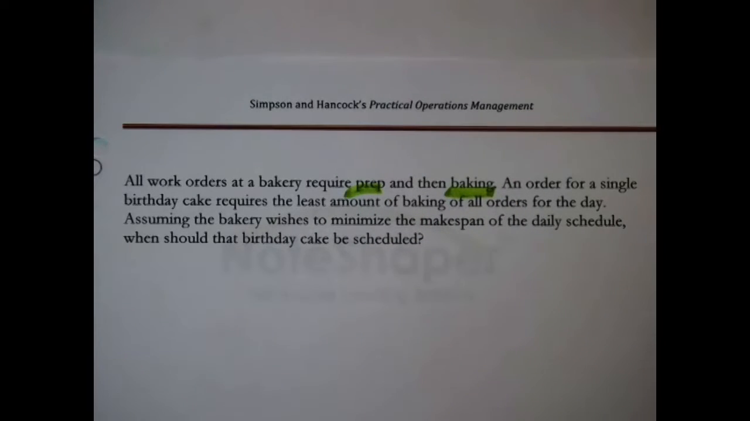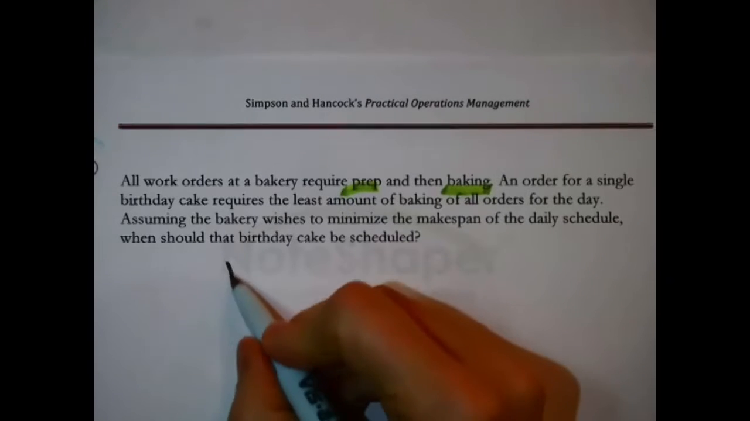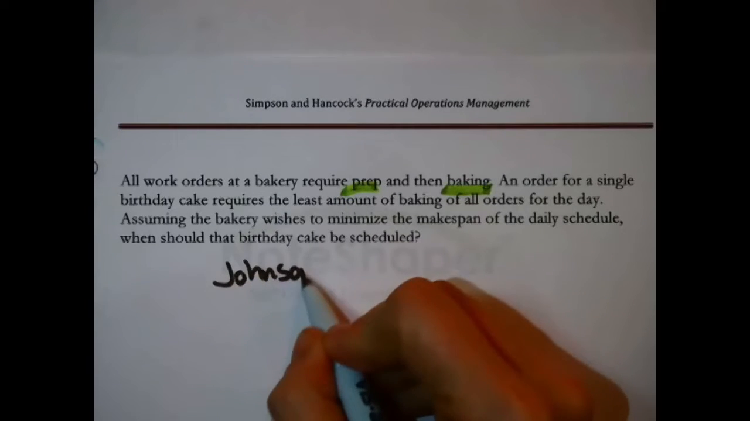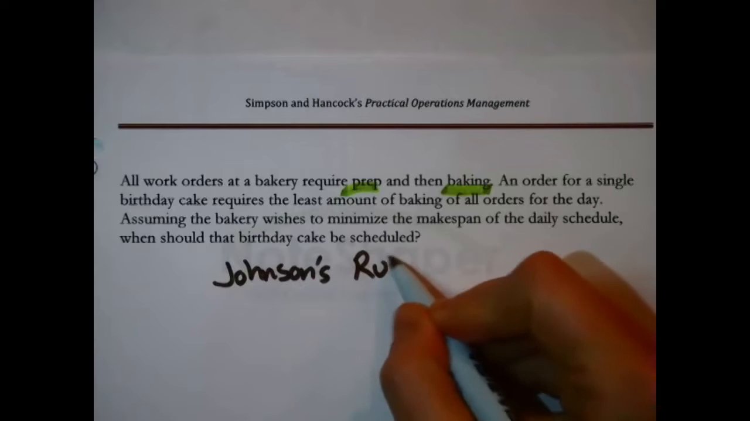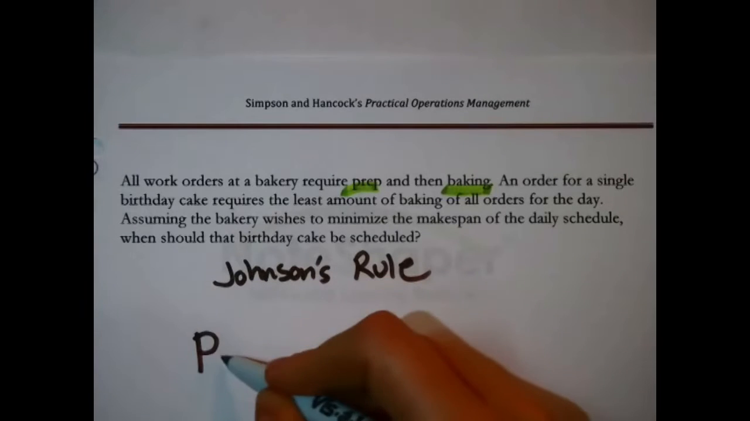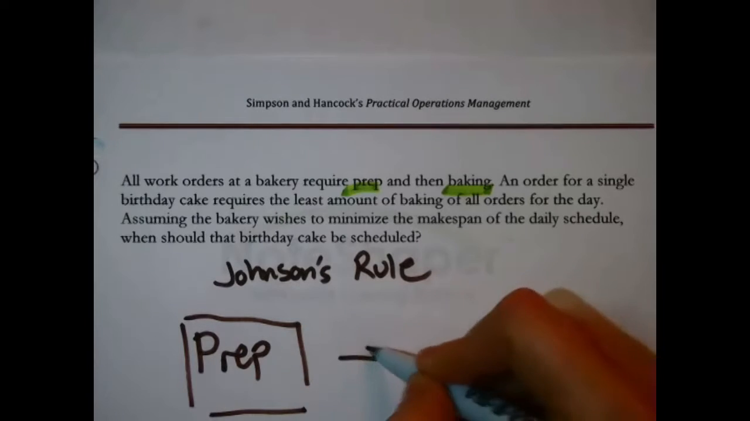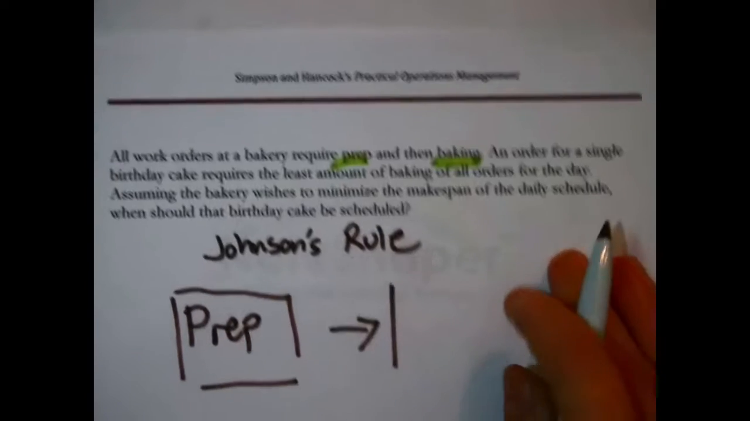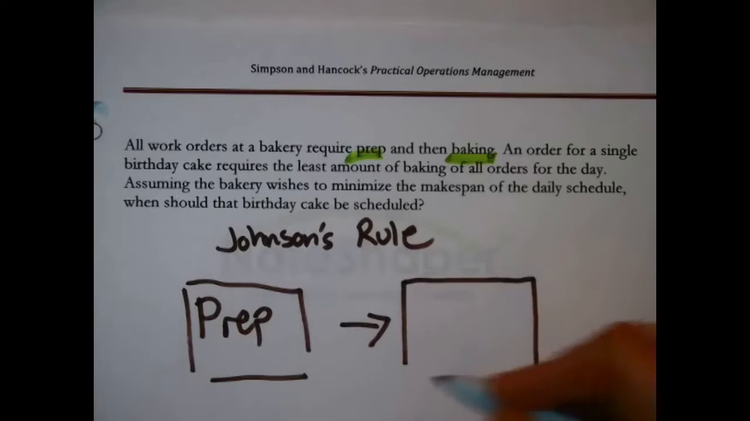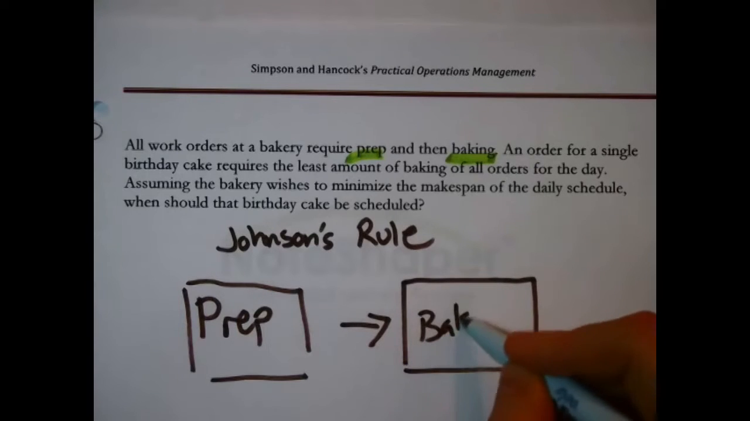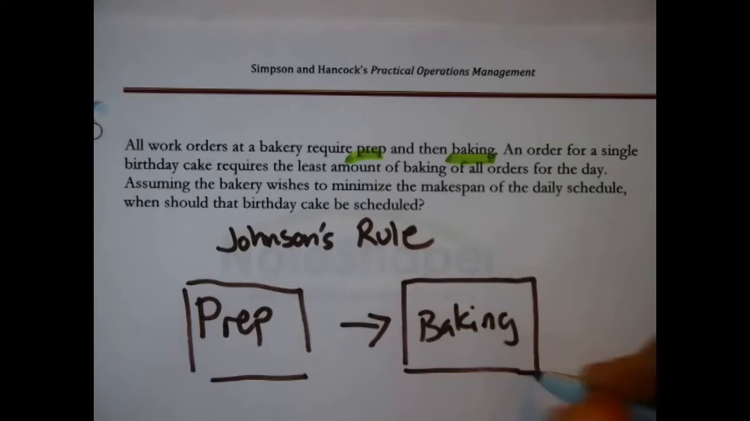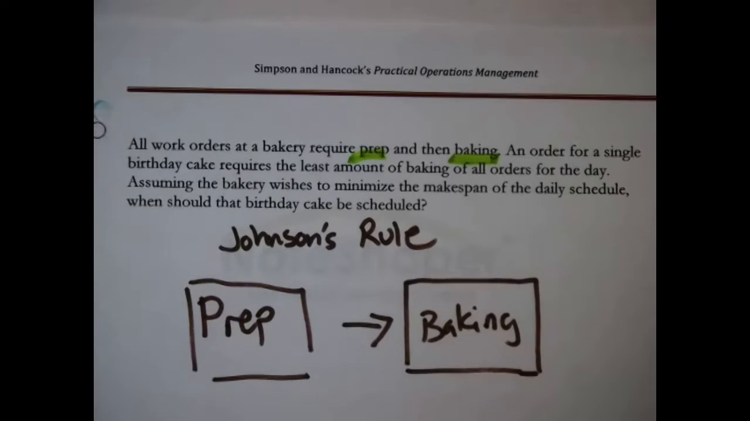That is telling you this is a Johnson's rule problem, because it's saying that everybody has to go here first for a certain amount of work and then here. It's that two-step structure that tells you it's Johnson's rule. All right, now what's the actual question?